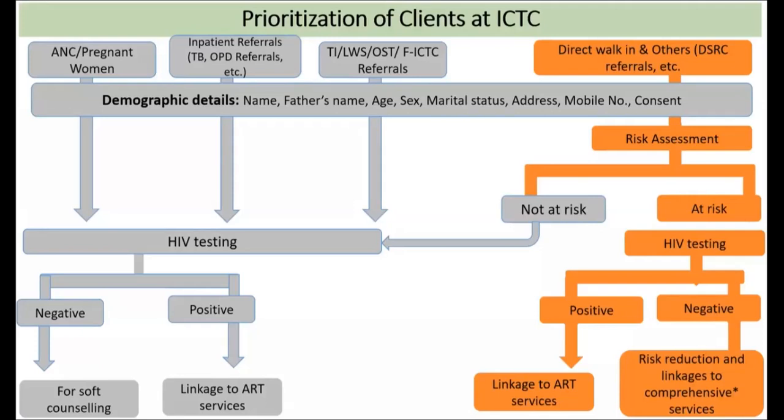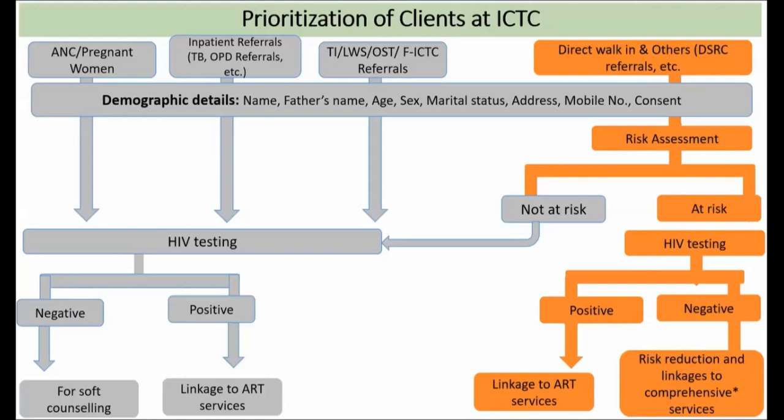For example, if someone is being referred from an NSCP facility, whether TI or LWS or OST or FICTC, they are being counseled at some point of time. So they don't need that kind of intense counseling. But those who are coming on their own, coming directly to ICTC, or coming from STI centers, DSRCs and others, they need concerted efforts. They are the prioritized population first.